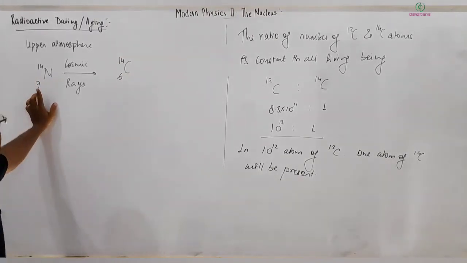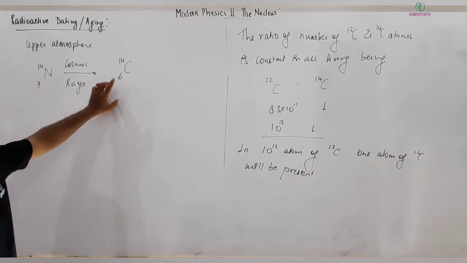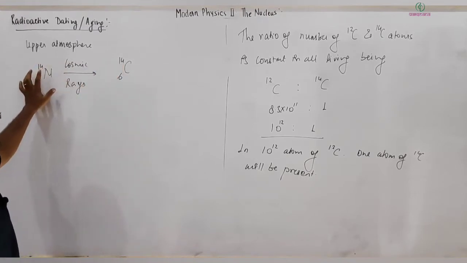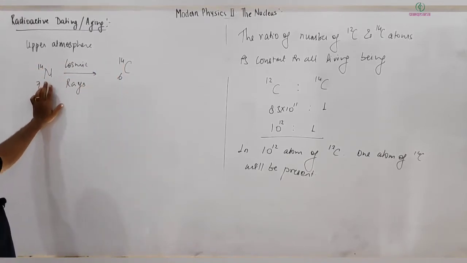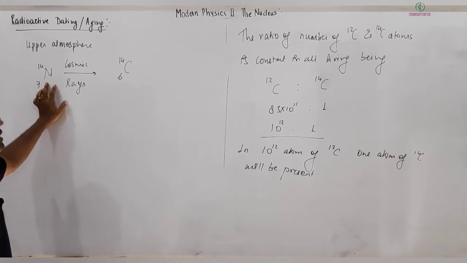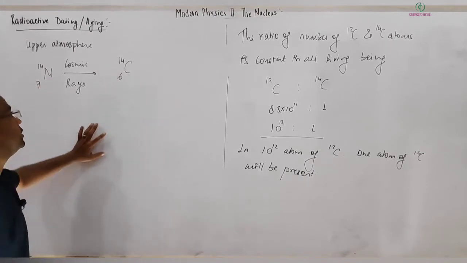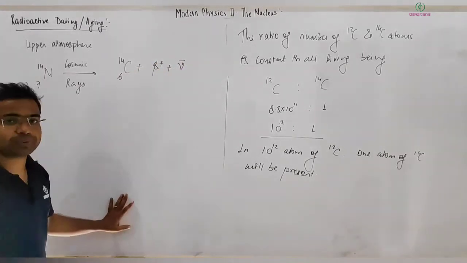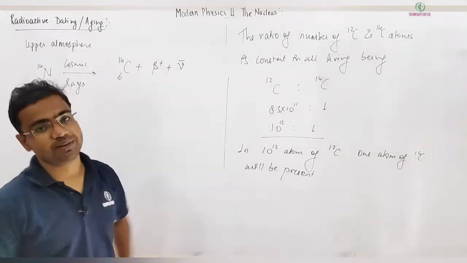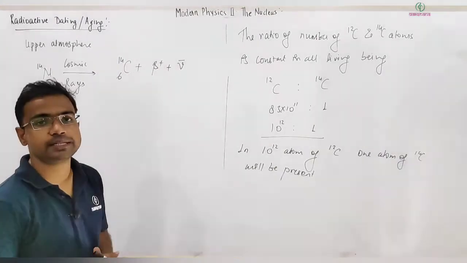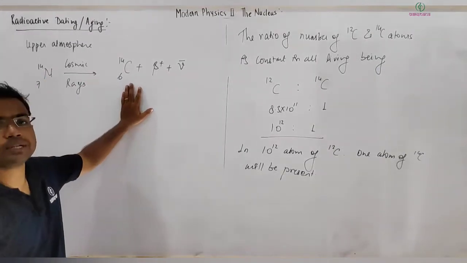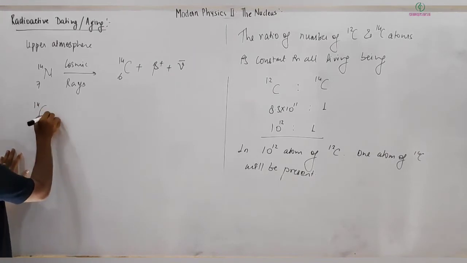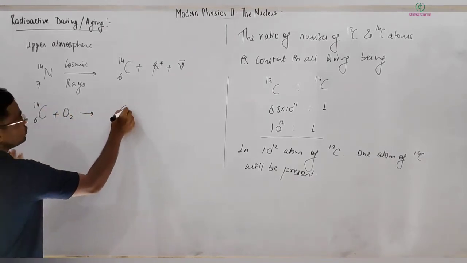So what is happening here? One proton is getting converted into a neutron. That's why the mass number, the number of nucleons, remains constant, but the proton number changes. Nitrogen is getting converted into carbon 14 with the release of one beta positive particle plus an antineutrino. Yes, this is happening in the upper atmosphere where cosmic radiations are falling from the sun, and nitrogen is getting converted into the carbon 14 element. This carbon 14 combines with oxygen and forms CO2.